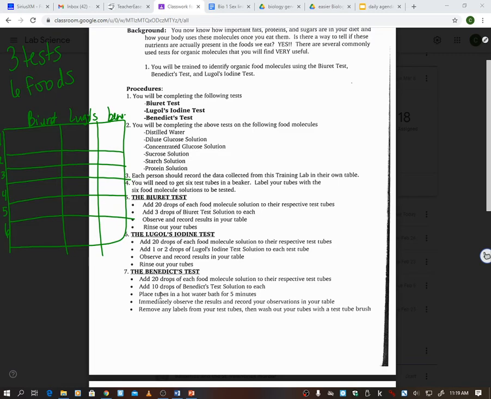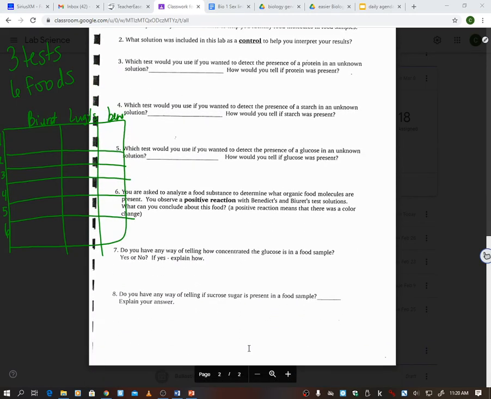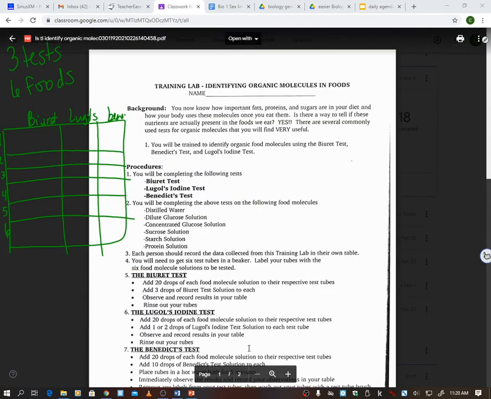Then Benedict's, this one's a little bit trickier. You're going to add 10 drops of each food molecule. You're going to add 10 drops of Benedict's. Then you have to put it in a hot water bath for 5 minutes. Then we'll observe what's going on. Once they do all of these tests, this will probably be mostly on Thursday. Friday's work is going to be answering these questions and getting that done for Monday.